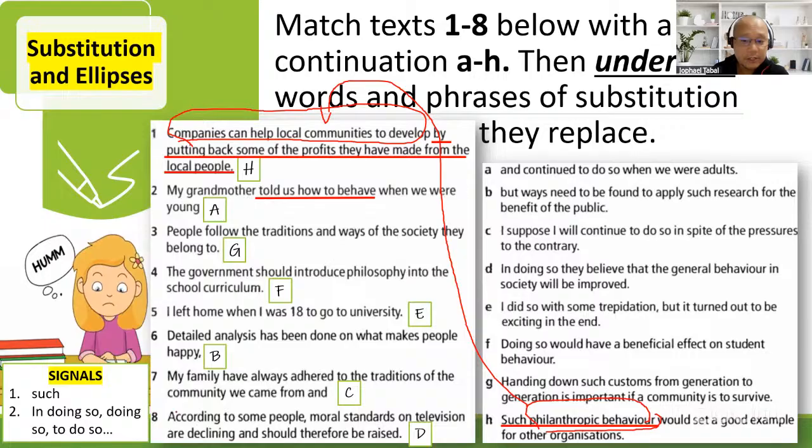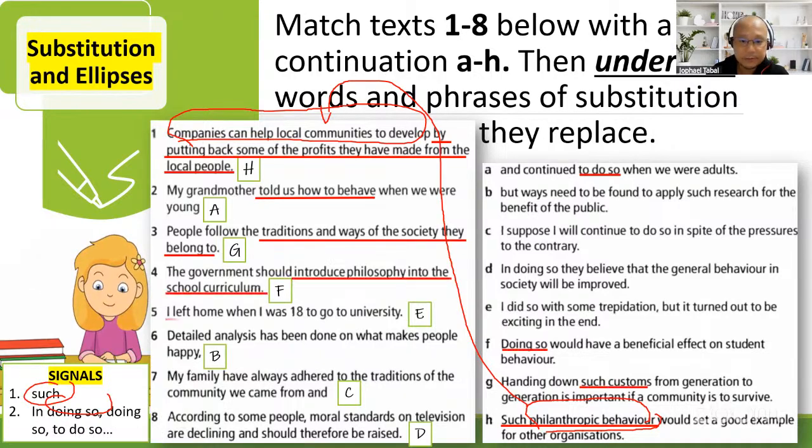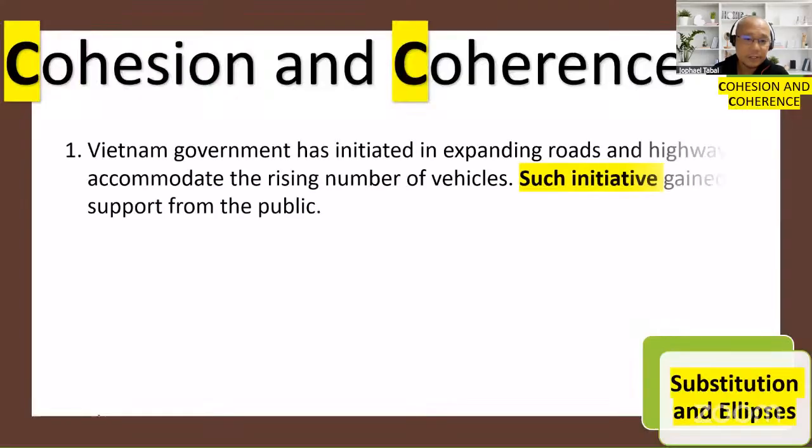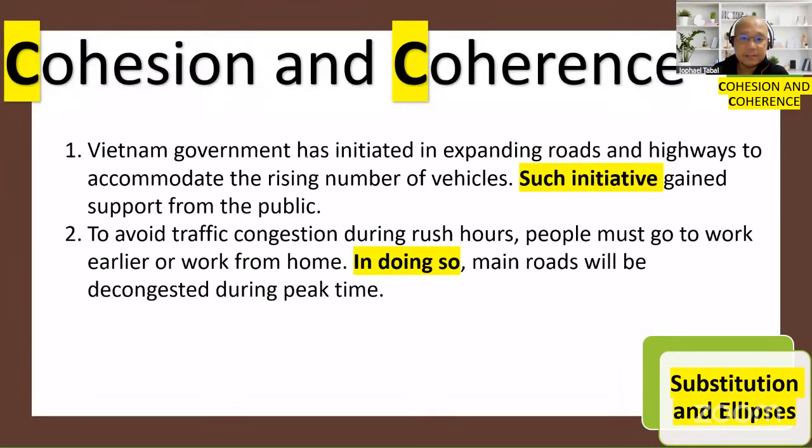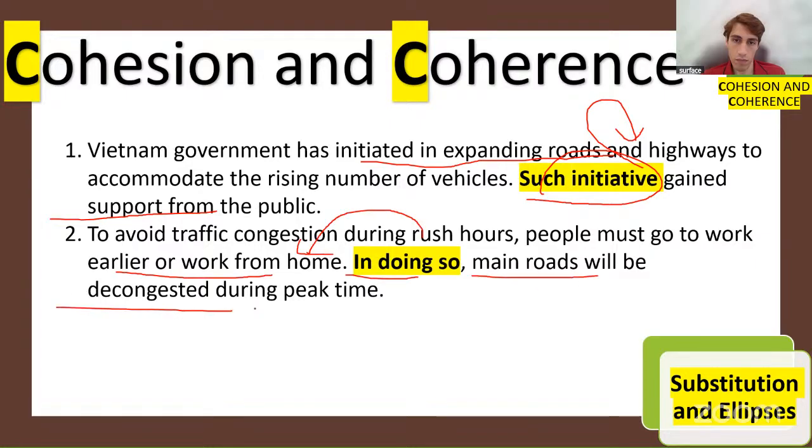And then they are connected by signals like such, in doing so, to do so, etc. A very short example here is this one. The Vietnam government has initiated and so on, and such initiative, okay? So initiative here is expanding roads and highways. Such initiative gains support from the public. To avoid traffic congestion during rush hours, go to work earlier or work from home. And in doing so, main roads will be decongested during peak times. All right, so this is the last one.